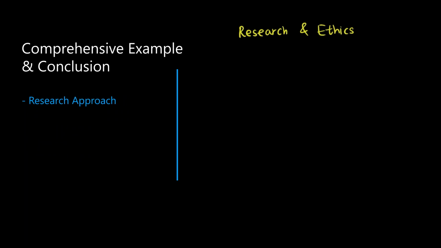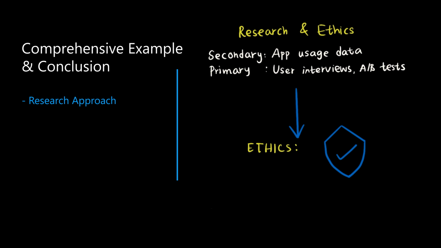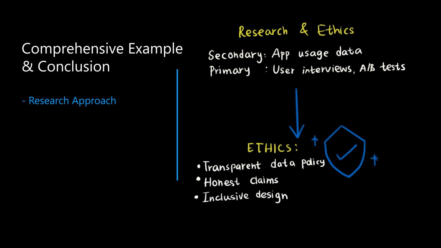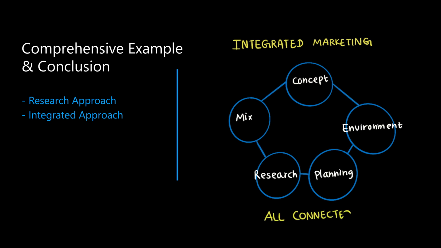Research would combine secondary data on fitness app usage with primary research through user interviews and A/B testing features. Ethical considerations would include transparent data use policies, honest capability claims, and inclusive design for diverse users. This integrated approach demonstrates how all marketing concepts work together. Success requires understanding each element individually and how they interconnect.